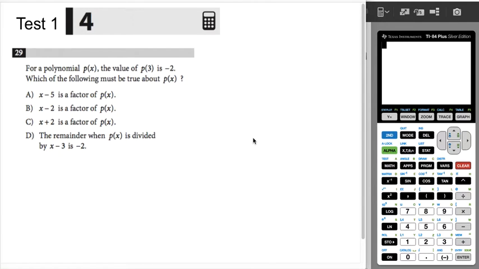All right, this is SAT Prep. We are doing test 1, section 4, and this is number 29. For a polynomial p of x, the value of p of 3 is negative 2. Which of the following must be true about p of x?